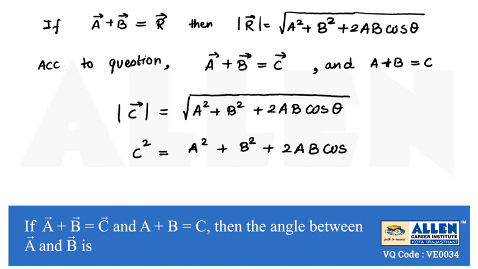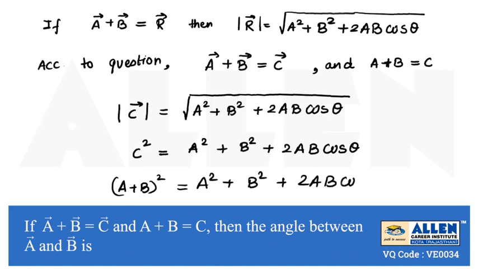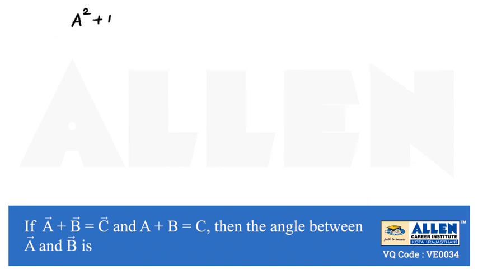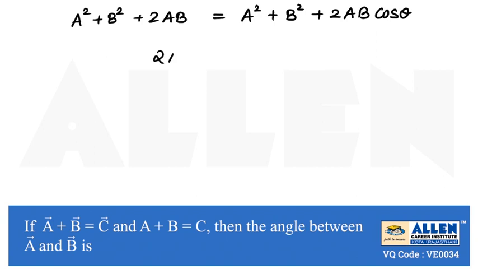So according to the given condition in the question, we can replace c with a plus b. So we will get (a plus b) whole square equal to a square plus b square plus 2ab cos theta. On simplifying this, we will get a square plus b square plus 2ab equal to, as it is, we will copy on the right hand side, a square plus b square plus 2ab cos theta. On simplifying, we will see 2ab will be equal to 2ab cos theta.